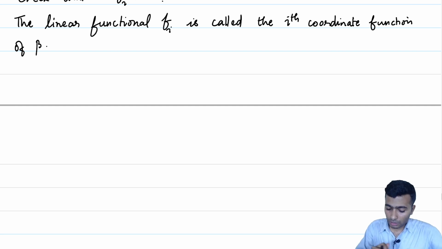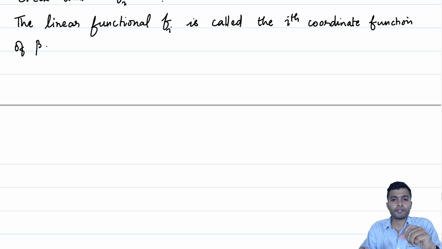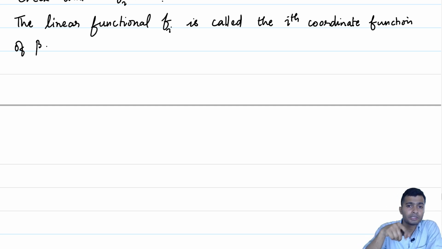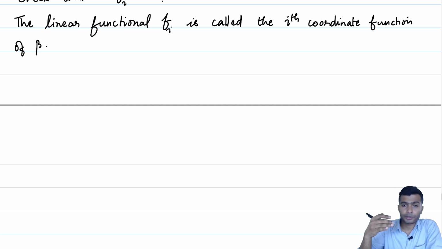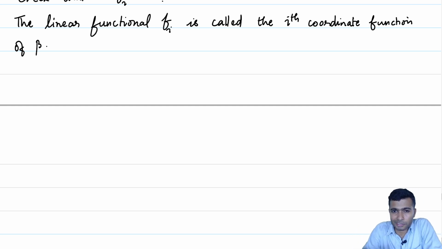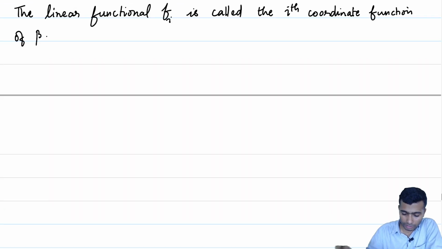Alright, so these linear functionals fi that we just defined, they very explicitly used our knowledge of beta. It so happens that these fi's, which are n vectors in an n dimensional vector space, happen to be a basis of our V star as well. So, let us give a theorem here.